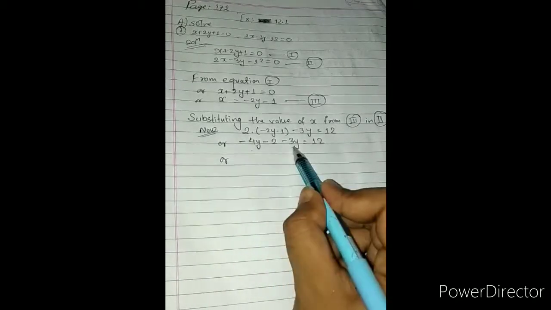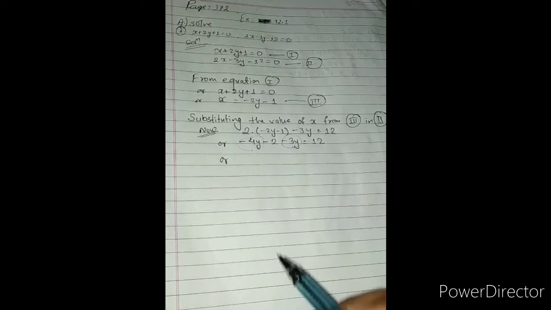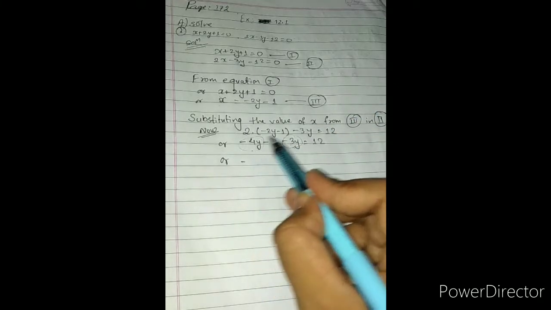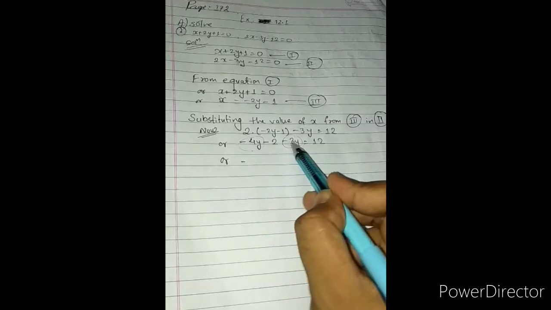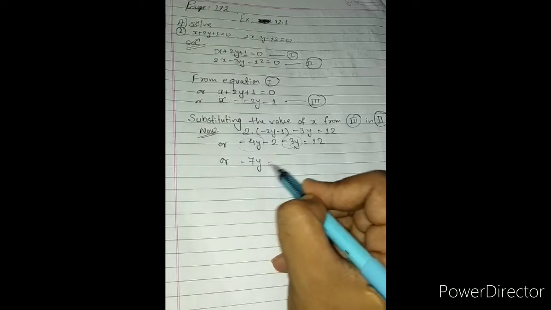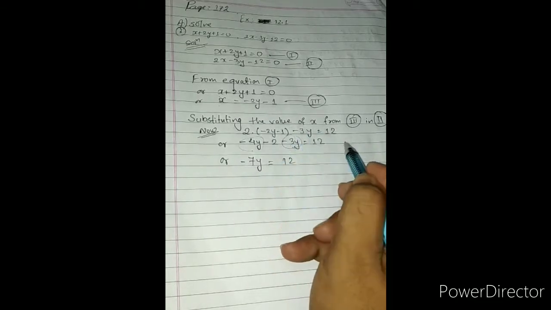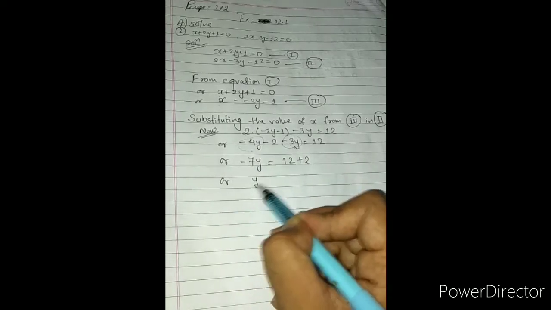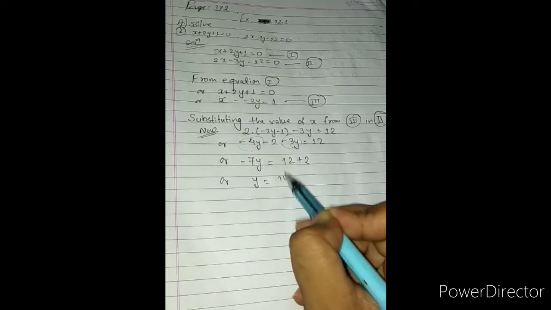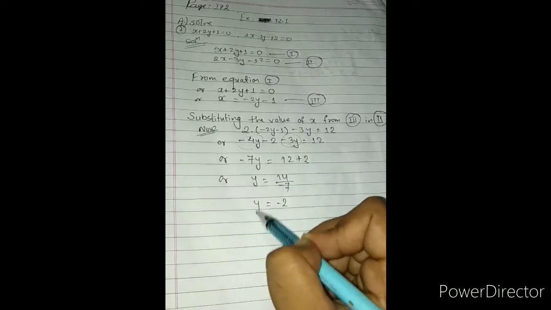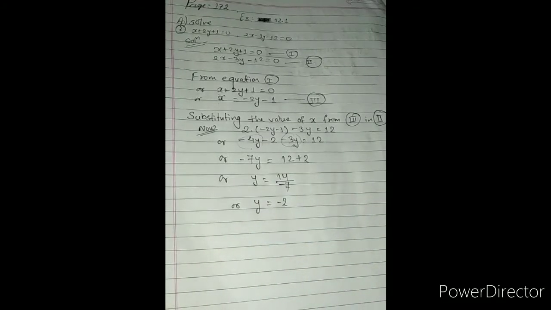Now the y like terms can be added. Minus 4y minus 3y, what will it be? Minus and minus, so we write minus and we add. If both have the same sign, we write the same sign and then add 4 plus 3, that is 7y. This minus 2, we take to the right side, then it will be plus 2. Minus 7y equals 12 plus 2, that is 14. Now this minus 7 can be taken down. y equals minus 2. This is the value of y.